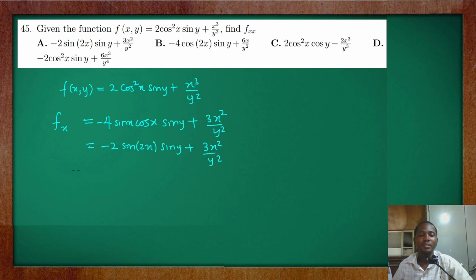And again, if you differentiate it partially with respect to x again, that means we are going to have minus 4 cos 2x sine y plus, if you differentiate 3x squared over y squared partially with respect to x, that means you should have 6x over y squared. So that means our correct option is what? Option B.